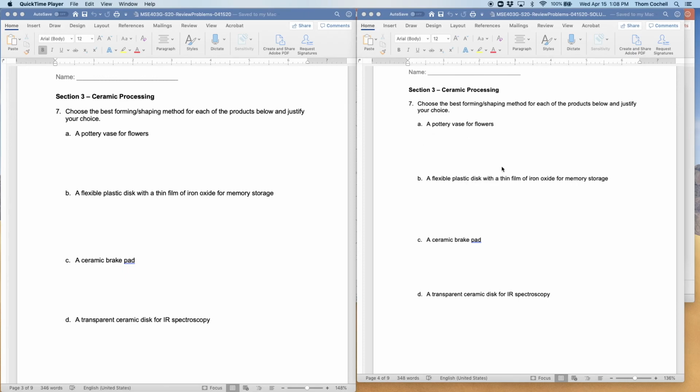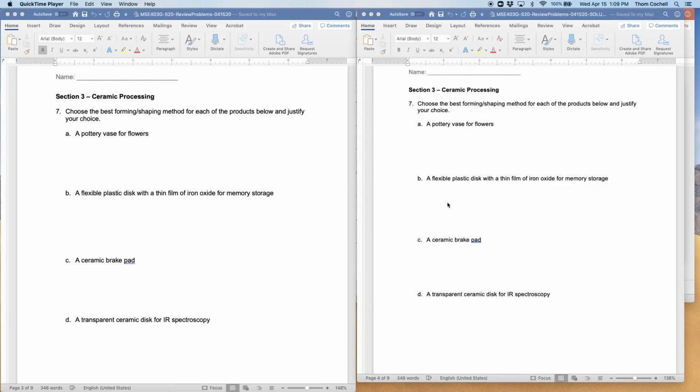Just as a couple of examples, for a vase, vases tend to be hollow, right? So you can put flowers and stuff in them. We talked about slip casting, which is well equipped to make hollow objects. So you could specify slip casting and then talk about that being useful for hollow objects. And that would be an appropriate answer.